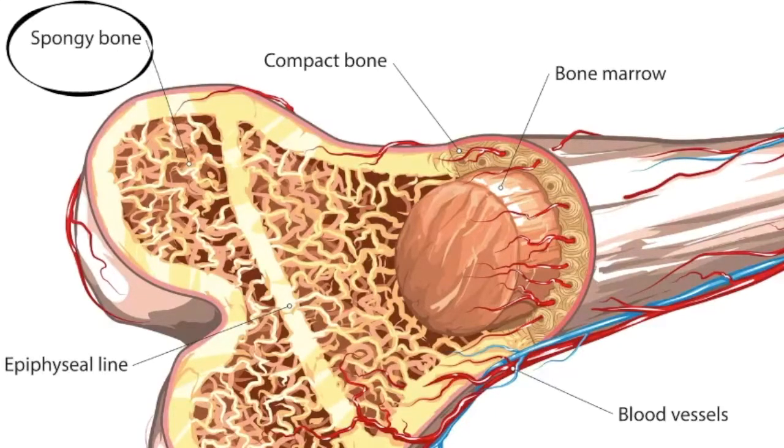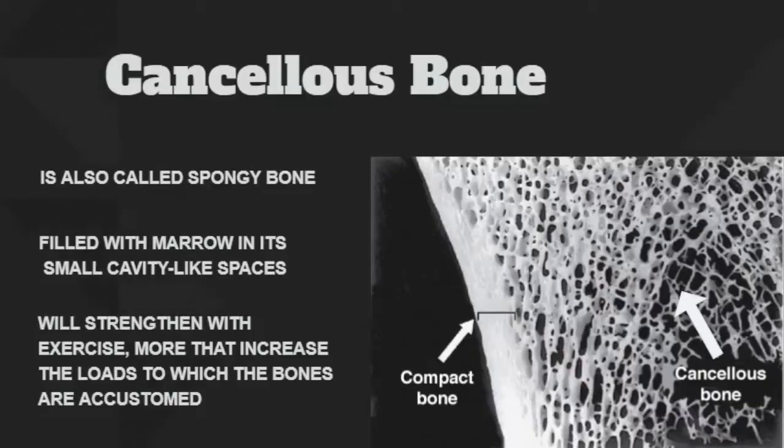The spongy bone is located on the epiphysis of the long bone. The cancellous bone can also be known as the spongy bone. It is filled with marrow in its small light cavity spaces. It can also be strengthened with exercise. The more the loads increase, the more the bone is accustomed.